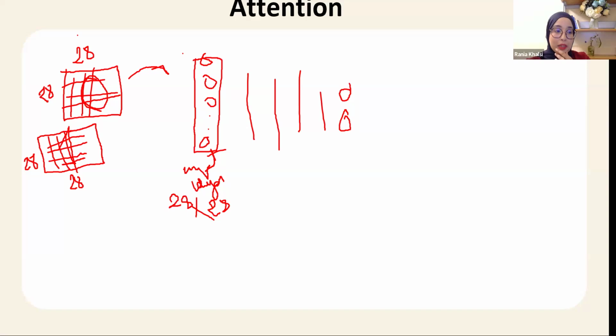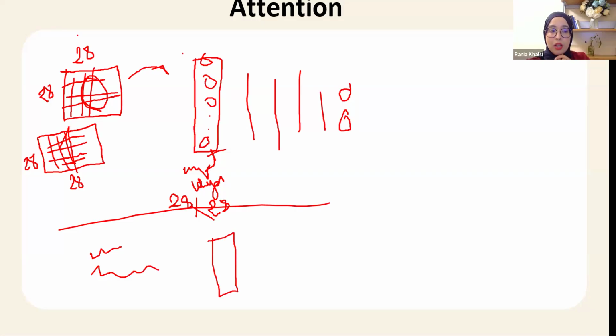Now the problem is in language. Think of it, if I have many sentences, some sentences are short, some sentences are long, and I'm going to feed them, let's say, to the encoder part.